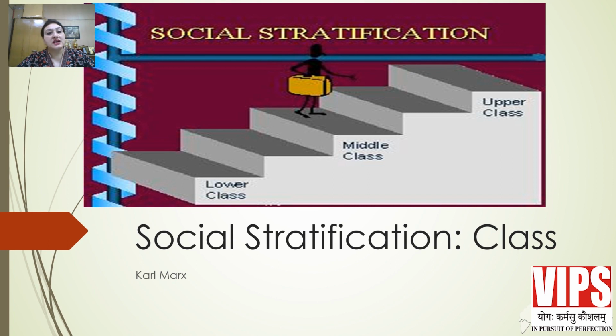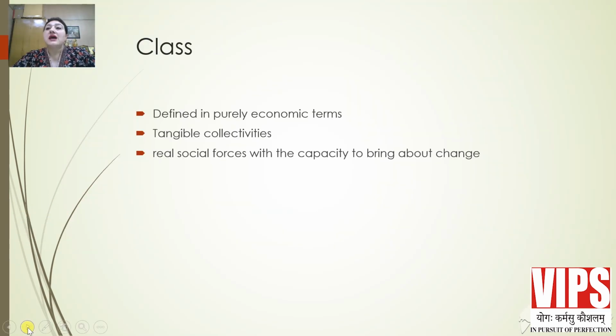Today's lecture is on class as an agency of social stratification. And for today's lecture, our focus is going to be on Karl Marx's understanding of class as an agency of social stratification. Class has been defined as a type of social stratification by Karl Marx purely in economic terms. He saw it as tangible collectivities having a real social force with a capacity to actually change the society, and he does not see it as an abstraction. However, he sees it as an objective as well as a subjective reality.